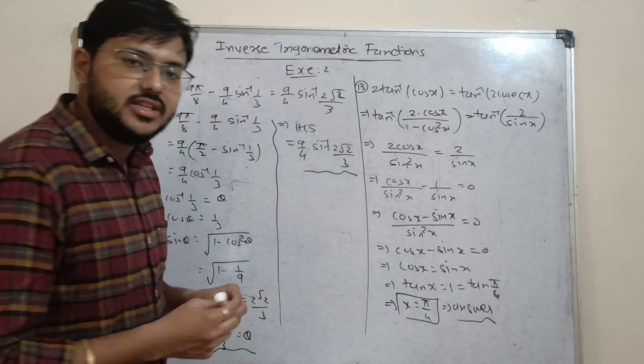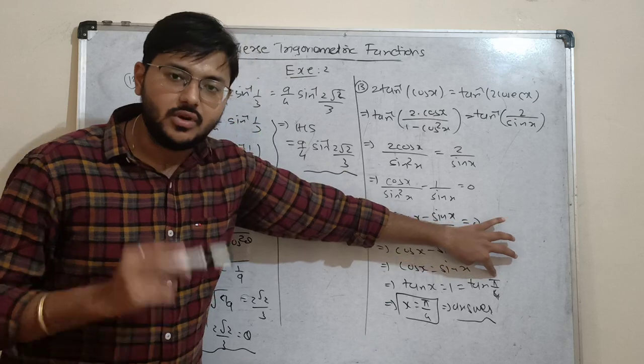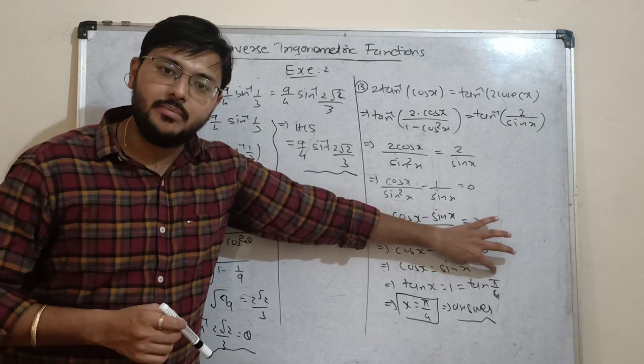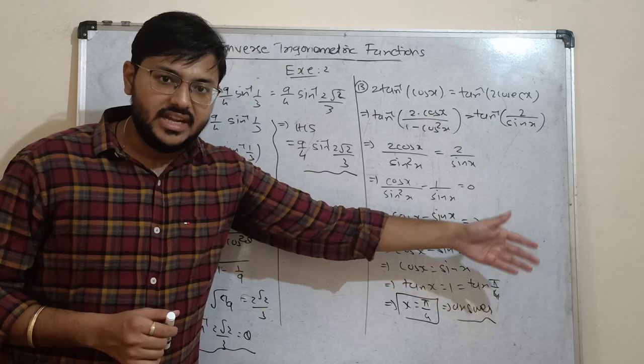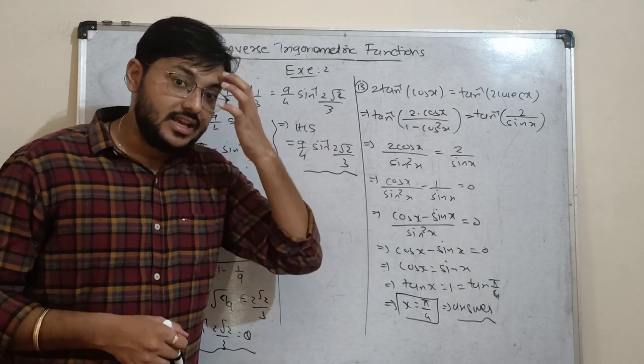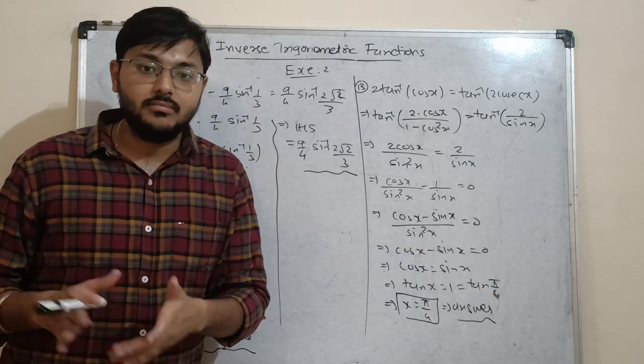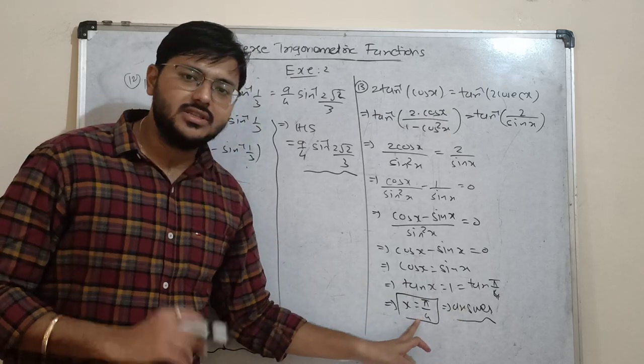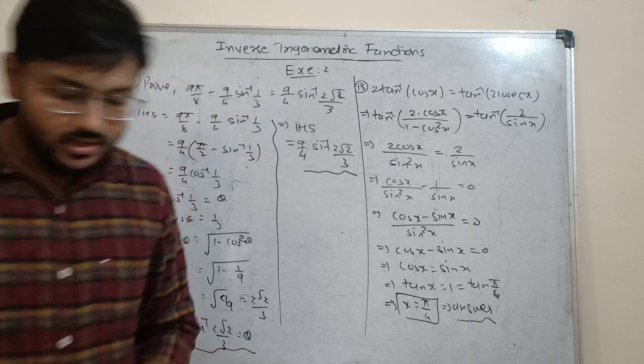You can write this in terms of the generalized answer also, which you already studied in your 11th science if you remember. You can write this as k pi plus pi by 4. But as far as the domain we restricted, minus pi by 2 to pi by 2, in that domain you can get only one answer, which is pi by 4.